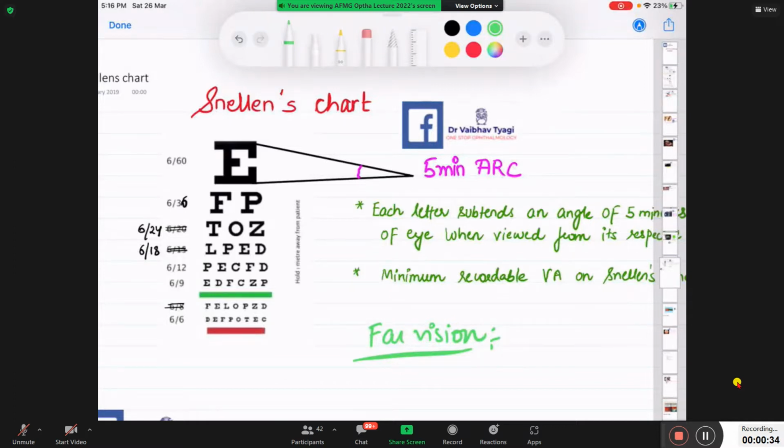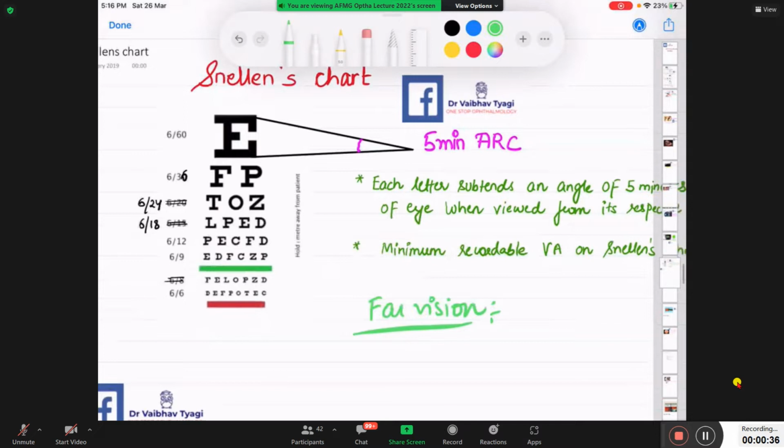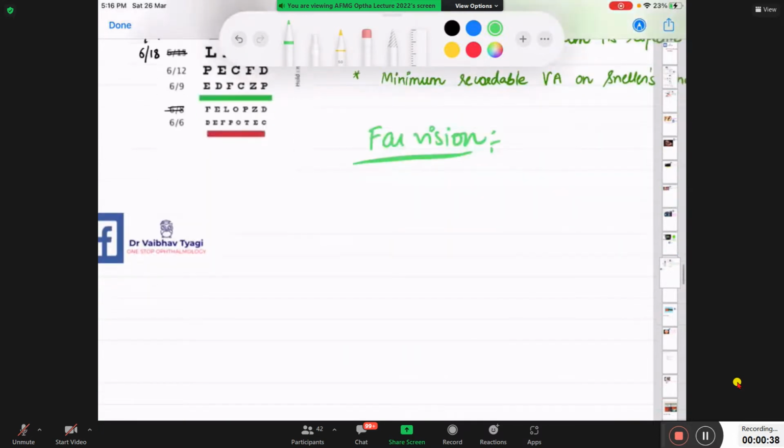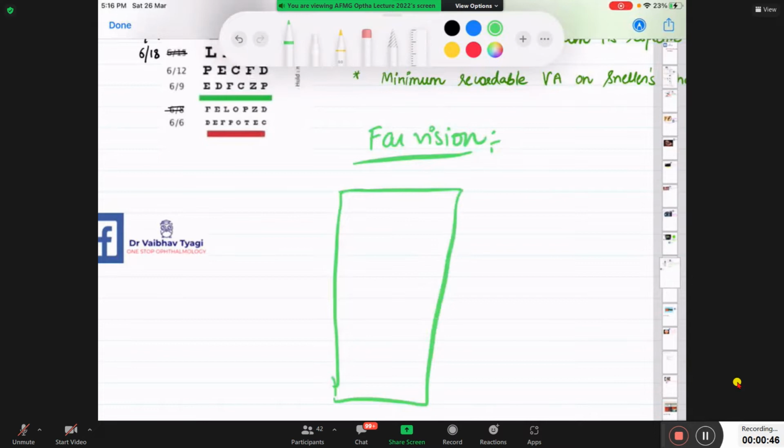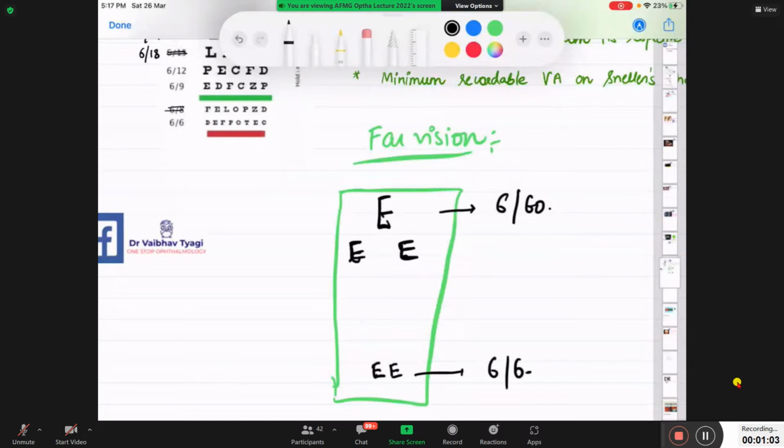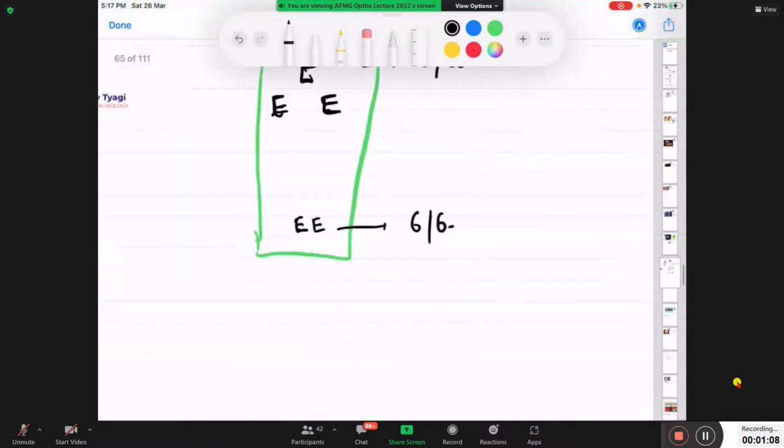Now, suppose this is the chart, and if the patient is able to read this topmost letter, just try to understand the concept. If the patient is able to read this top letter, vision is 6/60. And if the patient is able to read the lowermost letter, vision is 6/6.